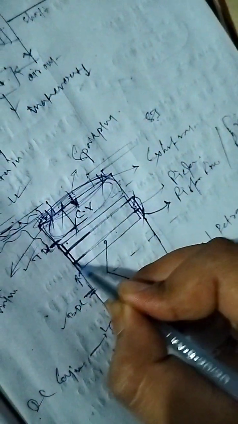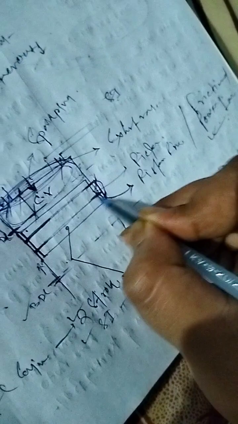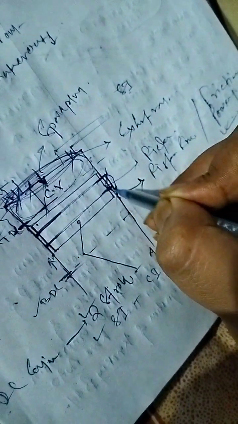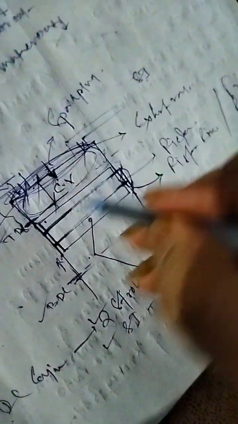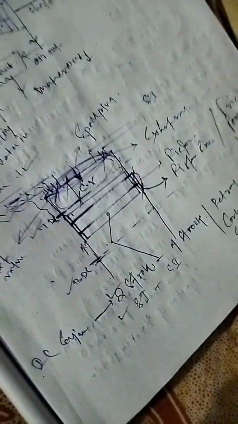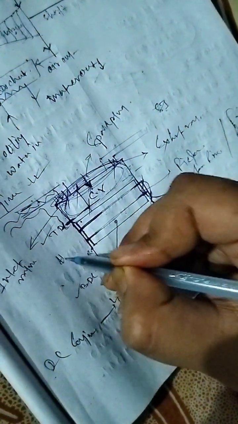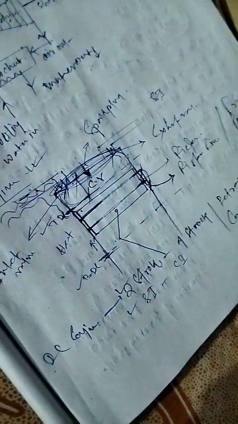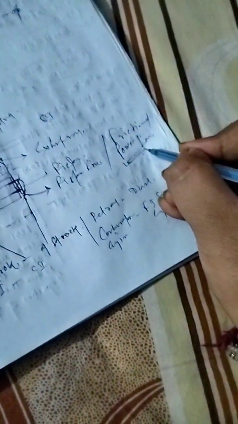The piston ring continuously comes in contact with the cylinder wall. So when the piston is moving, reciprocating, friction is generated. Due to the friction, heat is produced. So this is one type of loss. This is known as the frictional power.